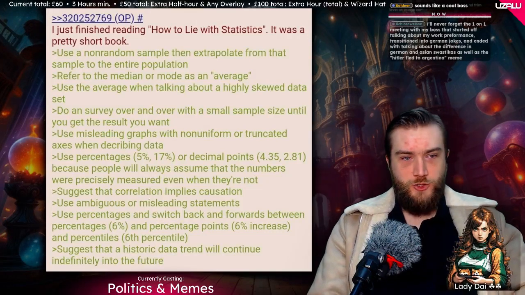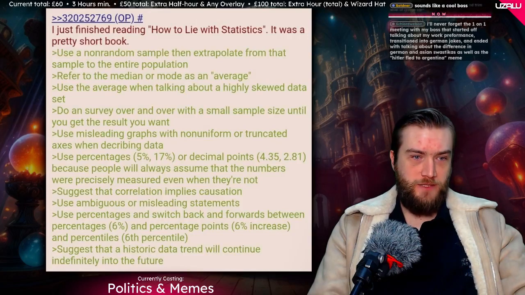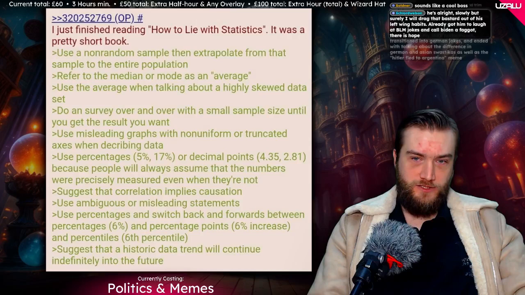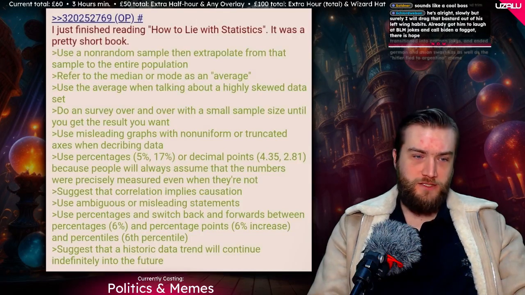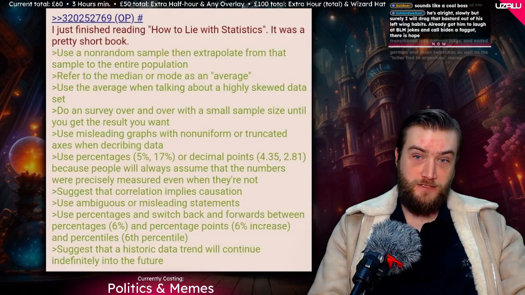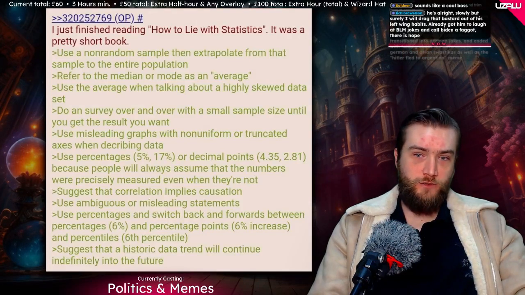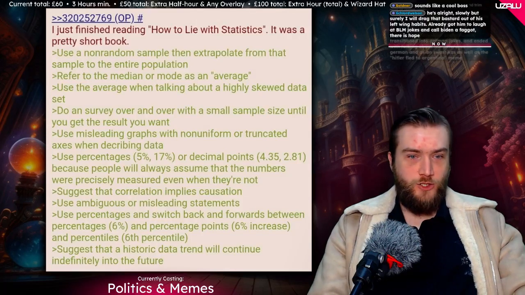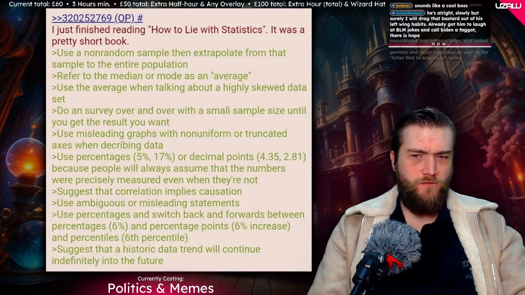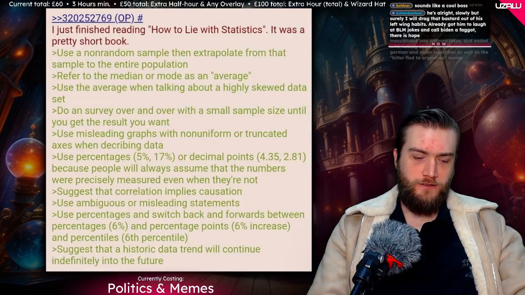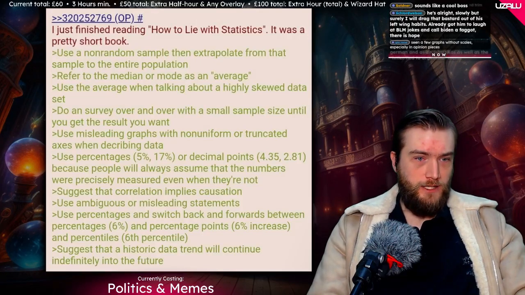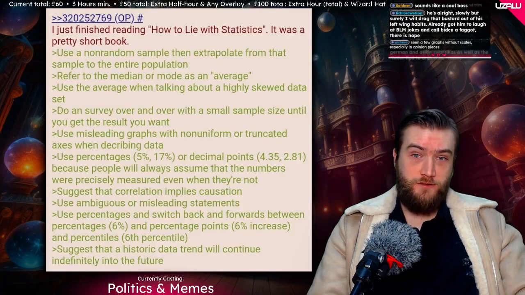Yep. Use percentages or decimal points because people will always assume that the numbers were precisely measured even when they're not. You can do a lot with percentages because there's only 100 numbers to work with. If the difference of a percent makes a difference, you can easily jig it over the line. Suggest that correlation implies causation. It's an obvious one, but that is often done. It's actually a very common logical fallacy. It's more common than you might think, even when it's very abstracted.